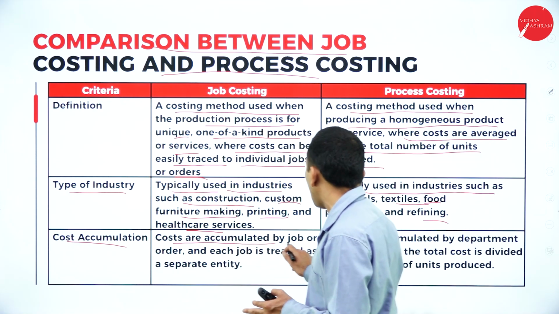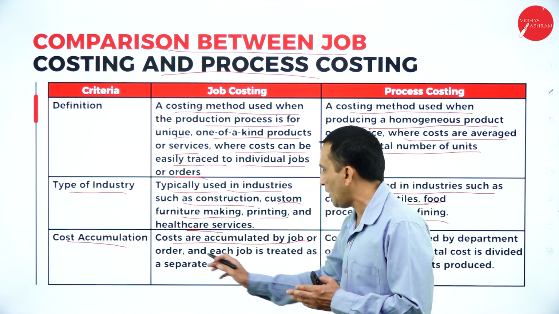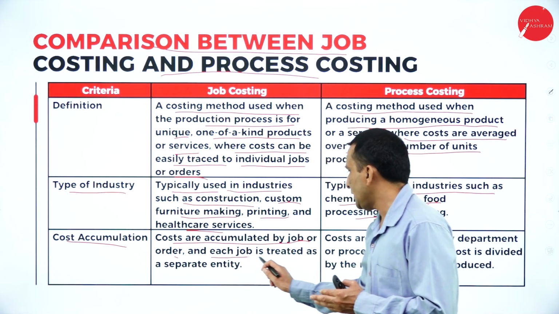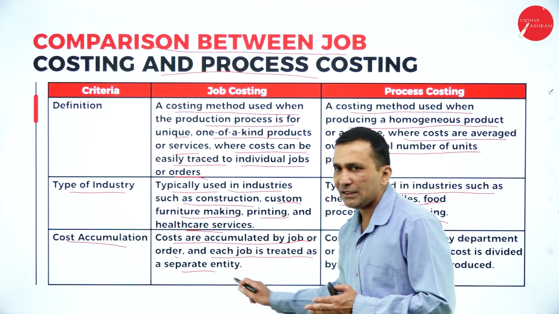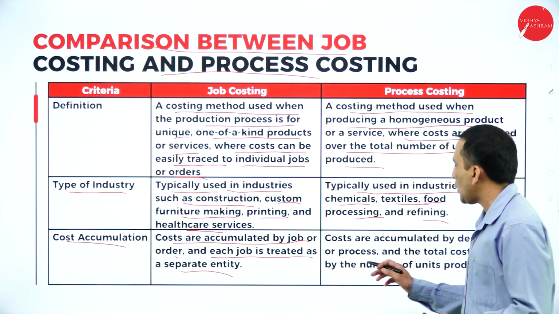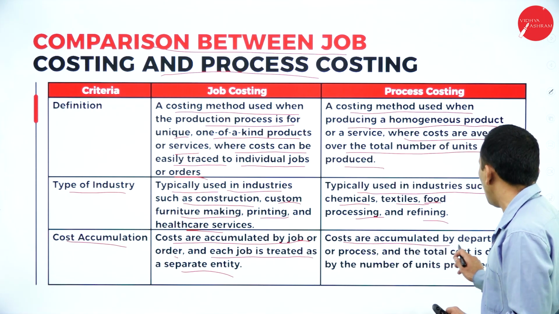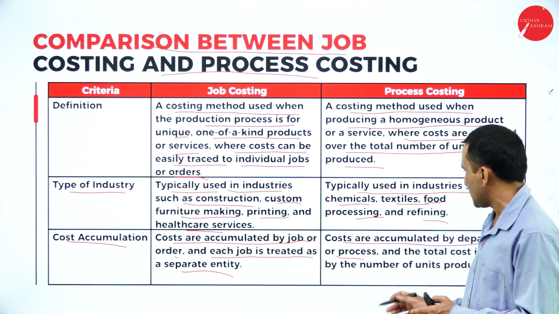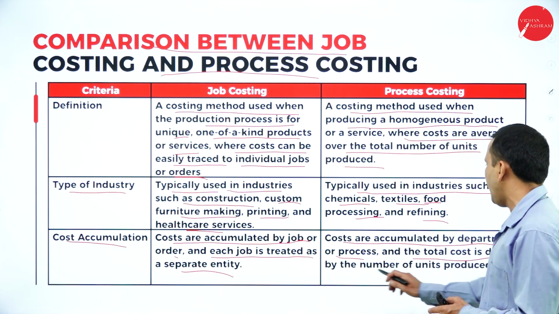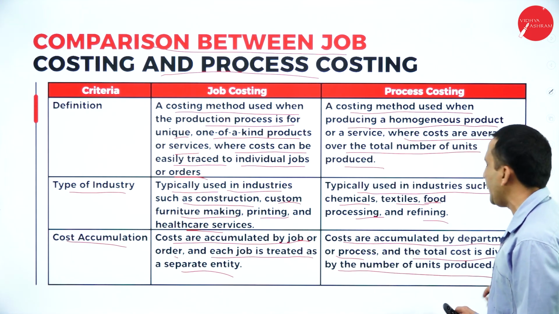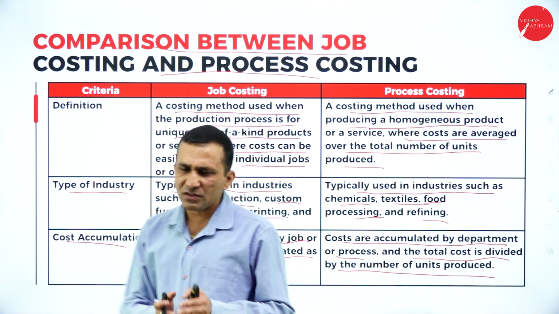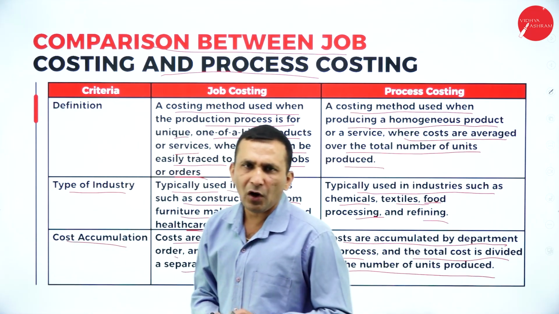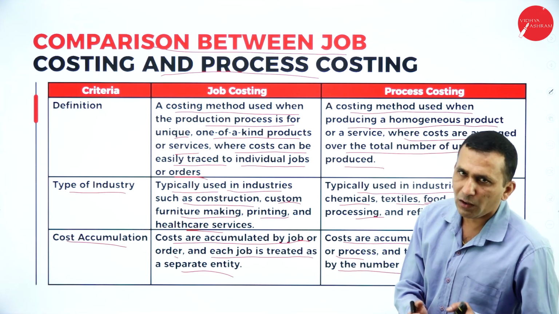So the costs are accumulated by the job, the specific job or order, and each job is treated as a separate entity. In case of process costing, cost is accumulated by the department or process, different departments or different processes. And the total cost is divided by the number of units produced under the certain process, or how many products they produce, divided by the total number of units.